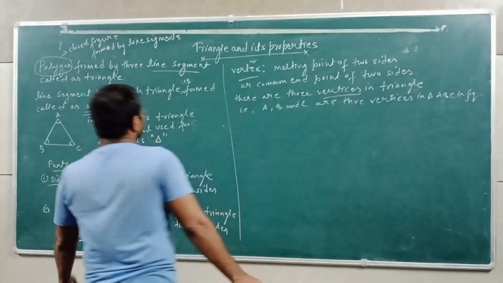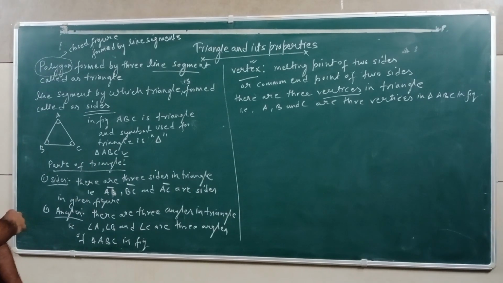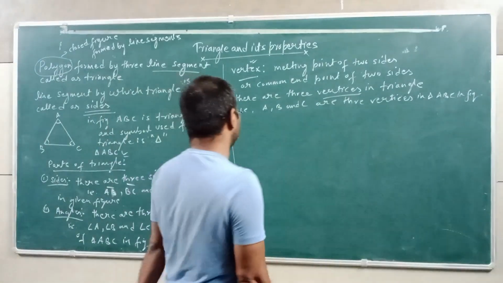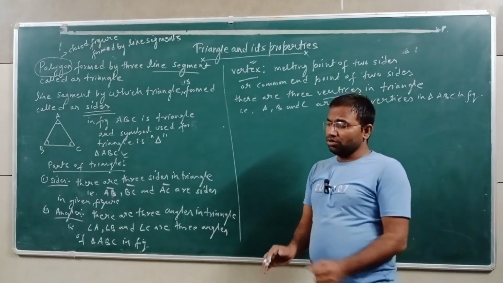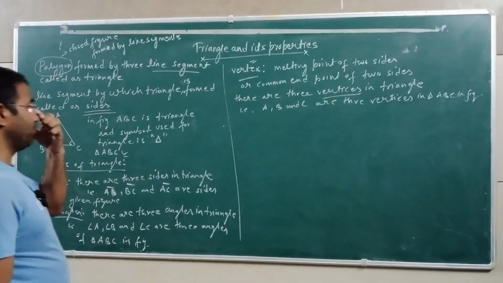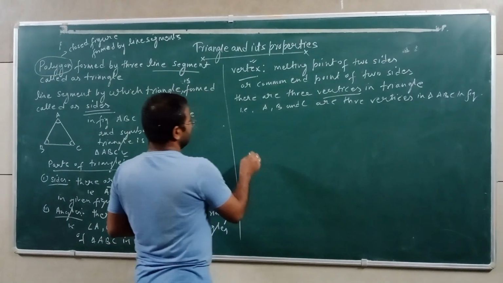So see here, what is a triangle? How do you define the triangle? What is a side? What is an angle? How many sides are there? How many angles are there? How many vertices are there? Okay, so this is about the triangle. Now we will talk about the properties. Sorry, before that we will learn some terms related to the triangle.